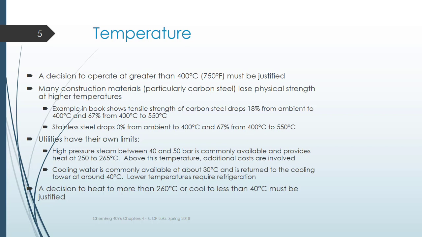For cooling, we really prefer to use just cooling water. We can expect to have that available at 30 degrees C. And we'll return it to the cooling tower at around 40 degrees C, and we're going to want to try and keep our cooling needs so that those temperatures will work. Sometimes we do need to go to lower temperatures, and that will require refrigeration. That costs extra money. We want to make sure it's justified to do that. So anytime you're trying to heat to more than 260 or cool to less than 40, you want to make sure that you have a good reason for doing that because it will cost extra money.